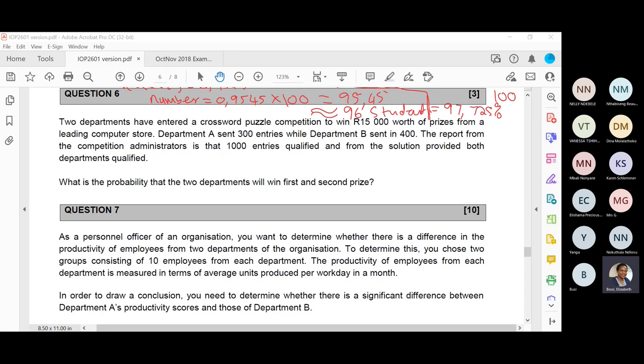The first thing you need to do, because this is an independent probability question, is find the joint probability of both of them, because this asks what is the probability that department A and department B win first and second prize. They didn't say which one wins first. So we can calculate the probability of A times the probability of B. Therefore, we need to find the probability of A and the probability of department B winning the prize. That is one of the first things we need to do.